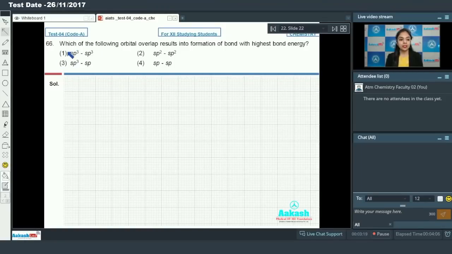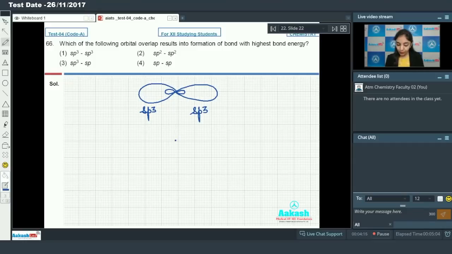Question number 66 says: which of the following orbital overlaps results in the formation of a bond with the highest bond energy? We have four options: sp3-sp3, sp2-sp2, sp3-sp, and sp-sp. First I will talk about the overlap for sp3 and sp3. This is the sp3 hybrid orbital and this is another sp3 hybrid orbital.